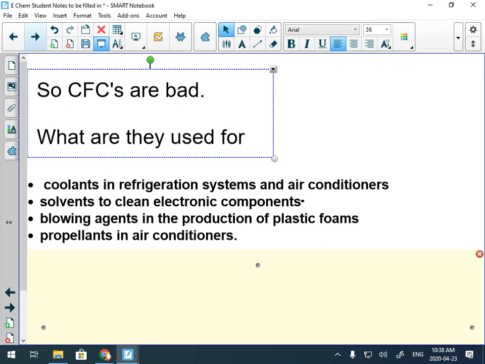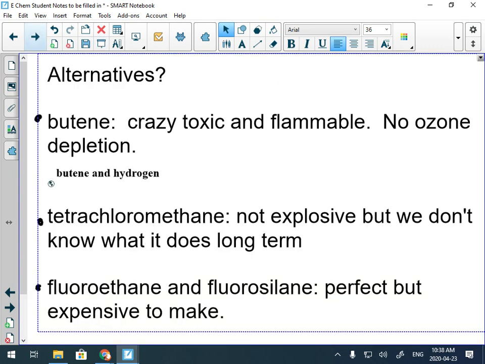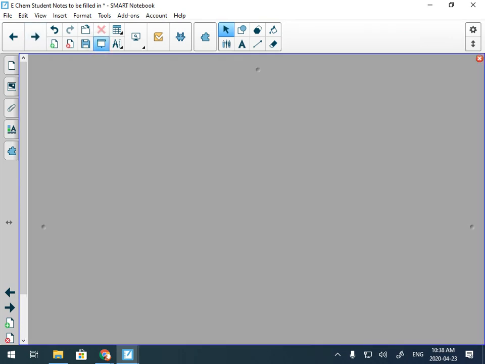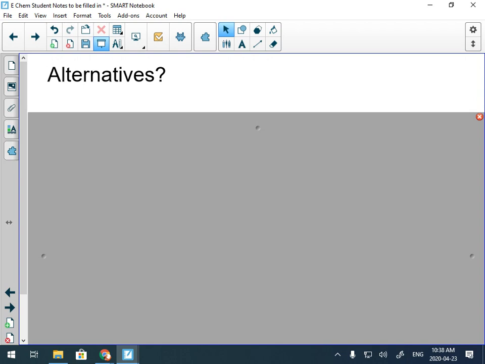Okay. So what were CFCs used for? I kind of talked about it. They were coolants and solvents, and they were propellants. That's what they're used for. And they're outlawed in most places around the world. And there are some alternatives, which I'm going to run through really quick. Now, all of the alternatives also come with unintended consequences.